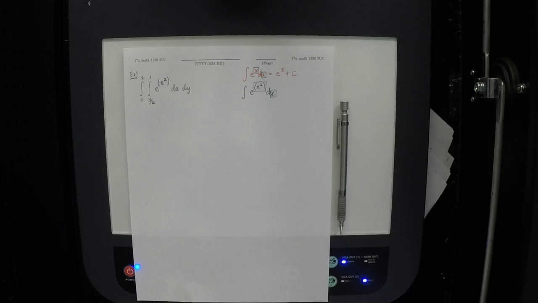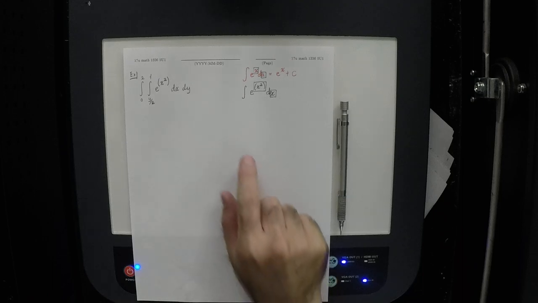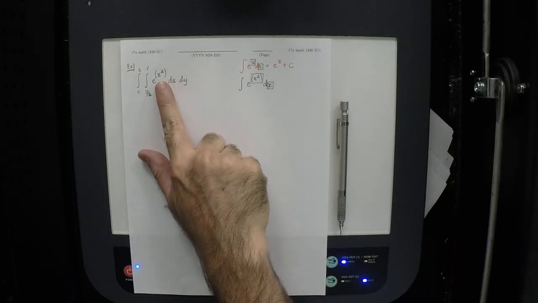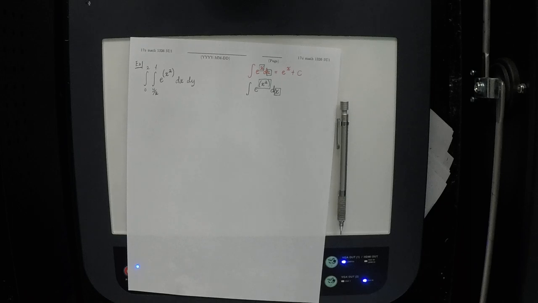Well, let's think about it the other way. Notably, you also could not do a substitution, right? If you were to try u as x squared, you'd need a 2x floating around somewhere. So a substitution is not going to do it for you either.